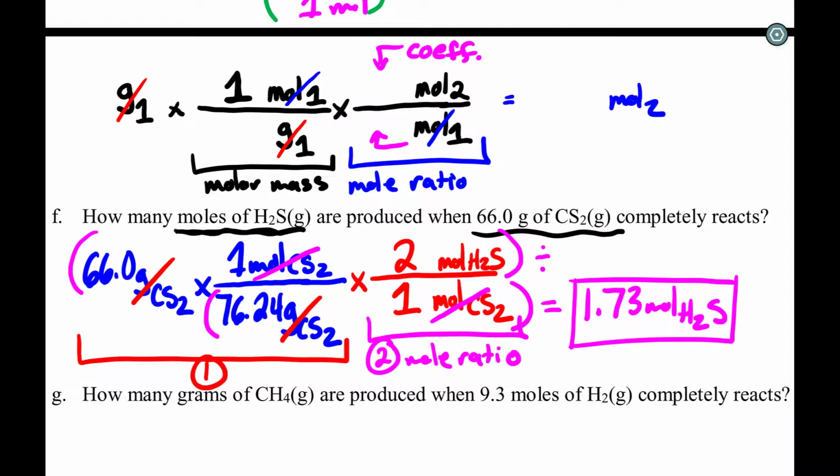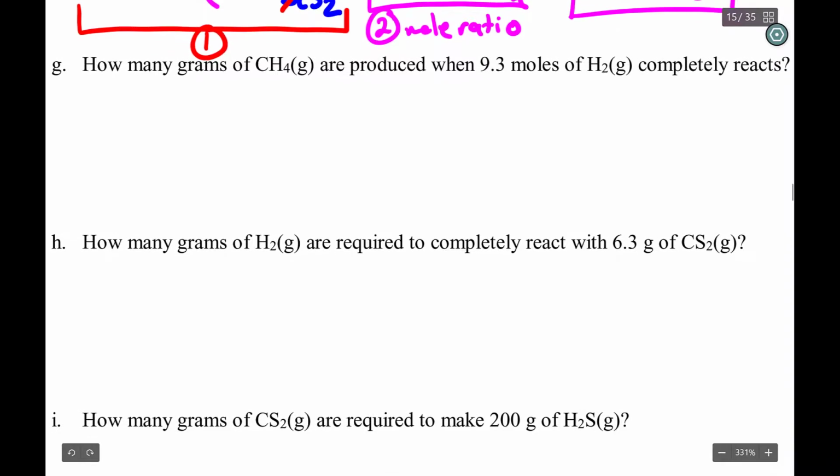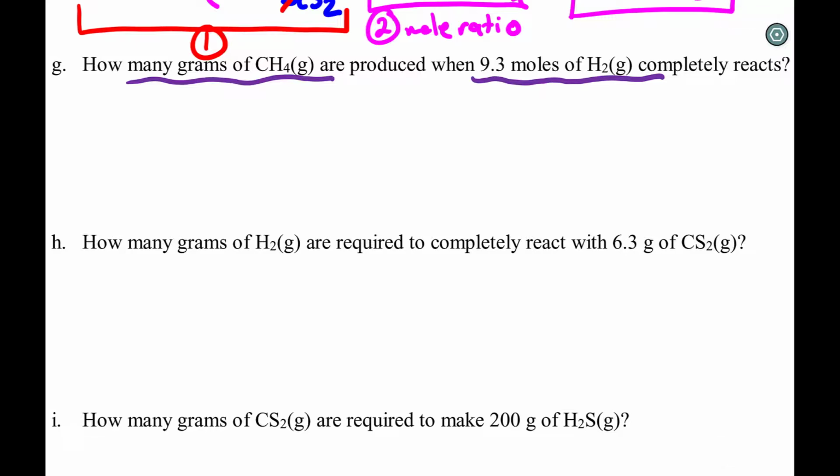In our next question, we are going to go the opposite direction, which is, rather than starting with grams and ending with moles, we are going to start with moles and end with grams. So let's read the question. How many grams of CH4 are produced when 9.3 moles of H2 completely react? As usual, we have to start with the number which we are given. In this case, it would be 9.3 moles of H2.